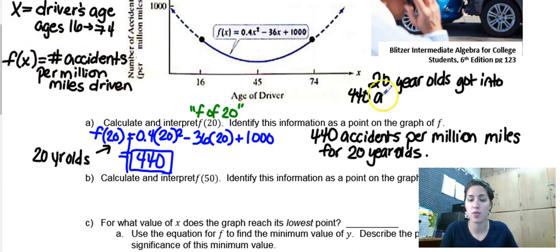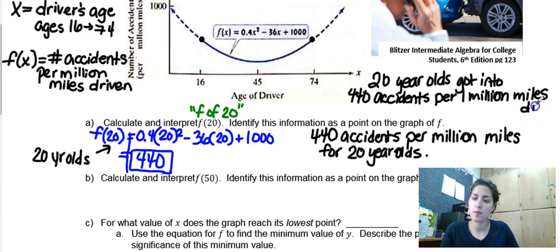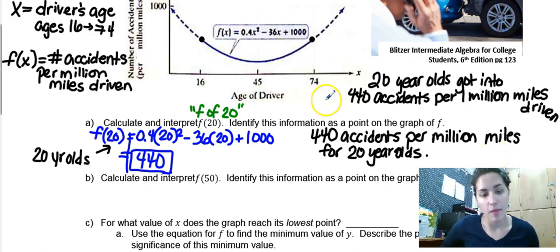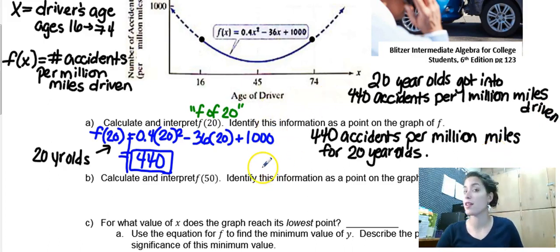Number of accidents. So this is the number of accidents. 440 accidents per 1 million miles driven. It's a lot of accidents. But 20-year-olds just got their license, and that happens. But this is real data. So for this time period, people are able to calculate that information.